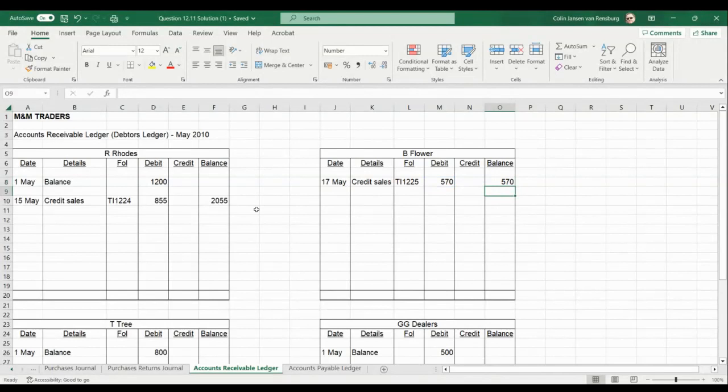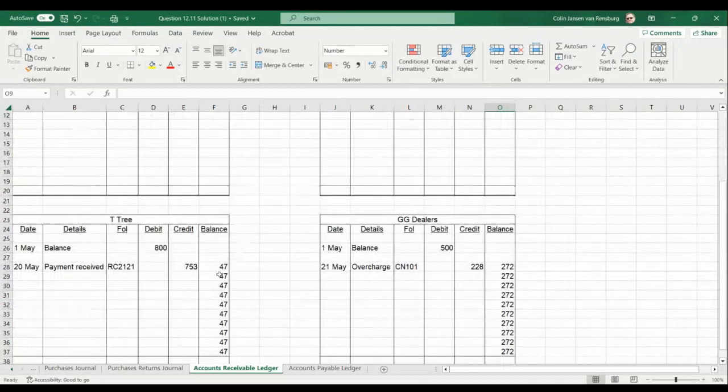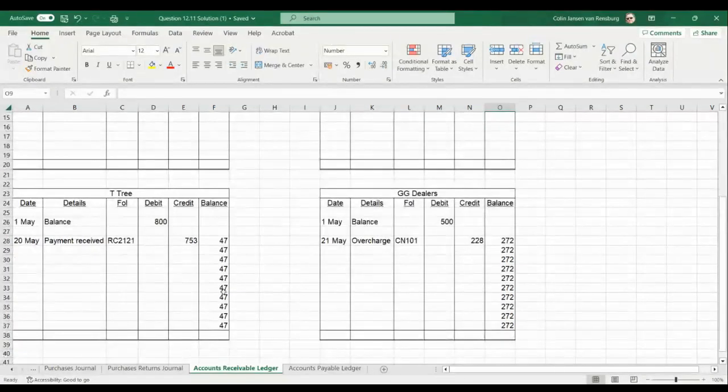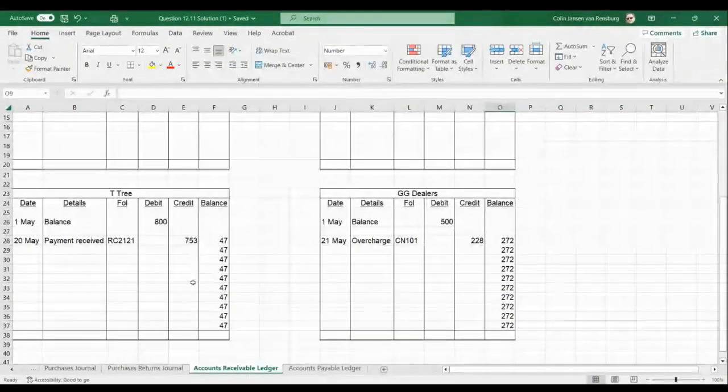Just for the sake of completeness. So we've completed this. We've got our running balances. We've even pre-programmed it for all the other transactions that we may need. Same with this one. So now we are truly done and dusted.